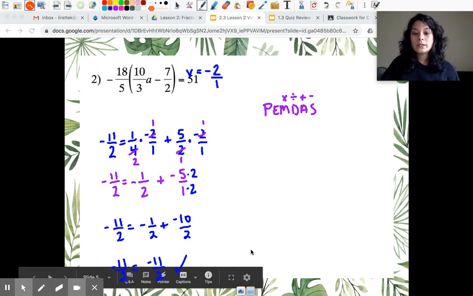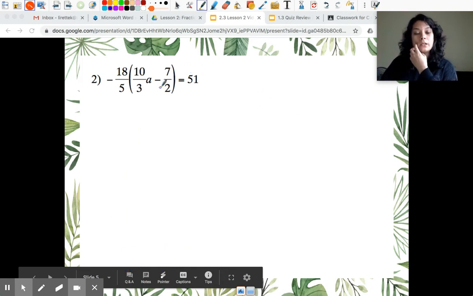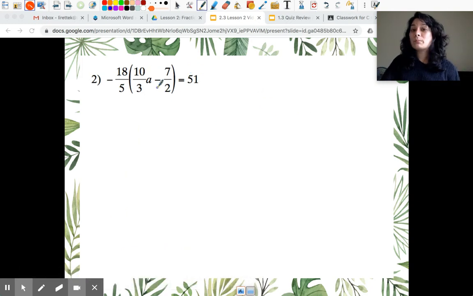Let's try another one. This one is a little more complicated, simply because I've got parentheses here. So regardless of which method you use, if you see parentheses, you must distribute first, regardless if you're clearing fractions or working with them. I encourage you when you distribute to do that work off to the side if you're dealing with numbers that look like this. Remember, when we distribute, we're taking the number touching the parentheses and multiplying it to each of the inside terms. So I'm going to do negative 18 fifths times 10 thirds.